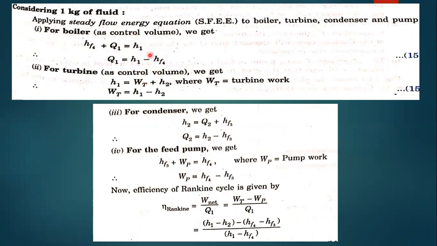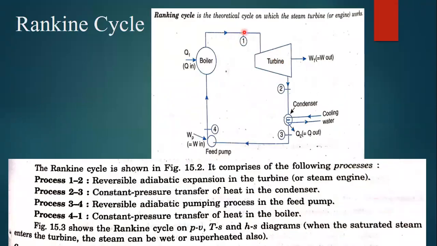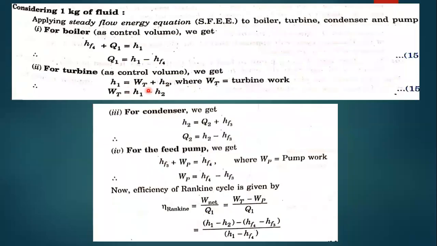Similarly, we are going to do the same for the turbine here. If we do the same for the turbine, what are the inputs we have? Only H1. And what is the output here? Work is going to be done by the turbine. That is the work output here. And another thing we get as output is the steam at enthalpy H2. So input H1 is equal to turbine work plus H2, since both are outputs. So what is the turbine work? Nothing but H1 minus H2. In this way we are going to take it here.